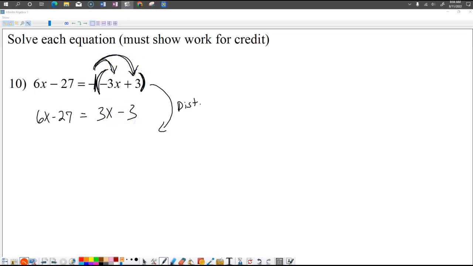Okay? After you do distribution, you want to combine any like terms that exist. So I don't see any terms on this side of the equal sign that I can combine. I don't see any like terms that I can combine on this side of the equal sign, so we can skip that step. But we do want to move on to the next step, which is where we move the smaller x over.